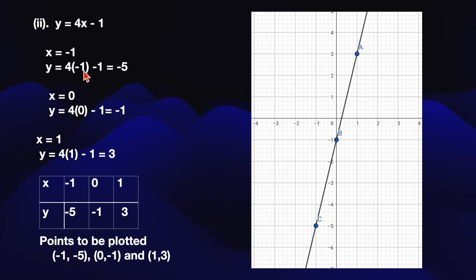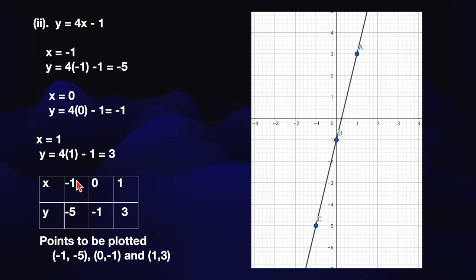Put the value of x as -1 in this equation. y is equal to 4 into -1, minus 1. You get -4 -1, that is -5. This value of y, write it down here. Put x is equal to 0 here. You get 4 into 0 is 0. 0 minus 1 is -1. Write down -1 here. Put x is equal to 1. 4 into 1 is 4. 4 minus 1 is 3, write down 3.